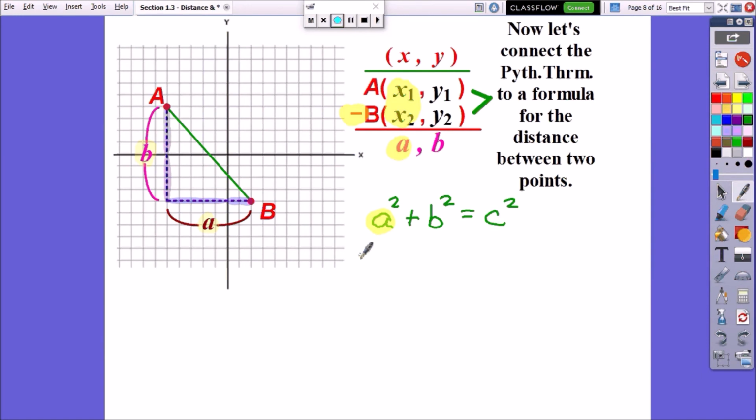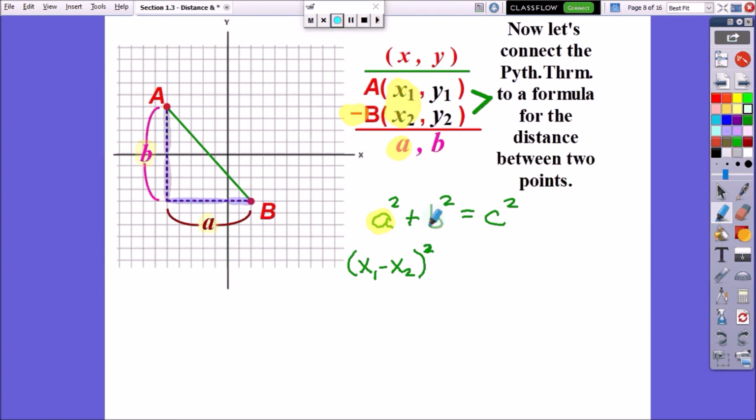So I'm going to make a little substitution here. Where did that a come from? That happened whenever I subtracted my first x coordinate and my second x coordinate. And I'm going to put parentheses around this because I still need to square this value, if you will. And this x1 minus x2 is my a that I get here.